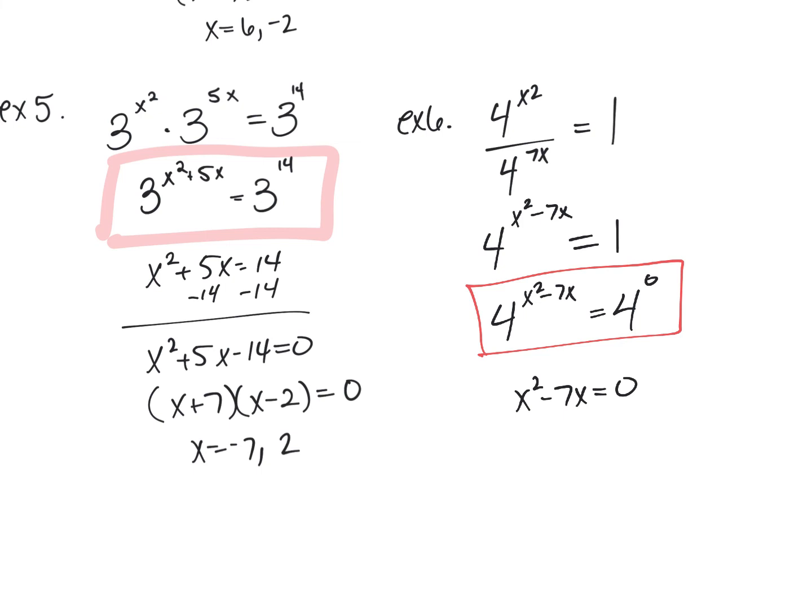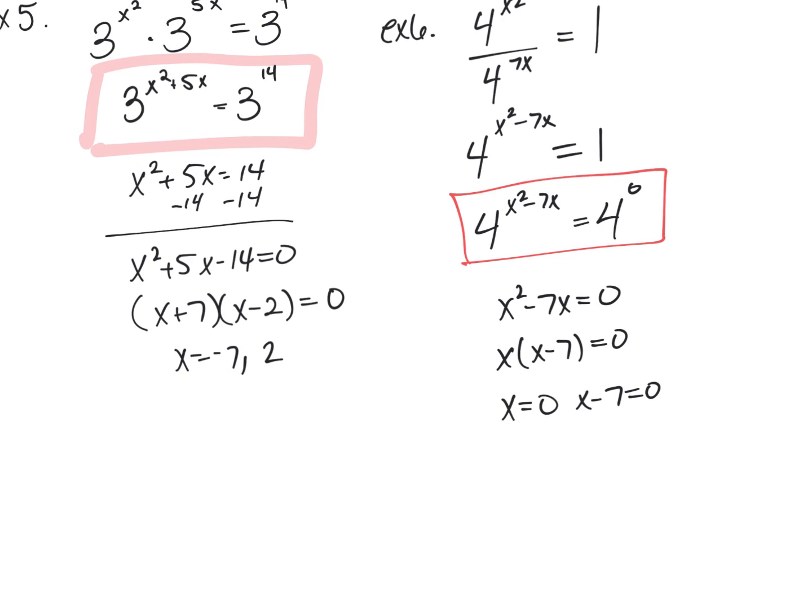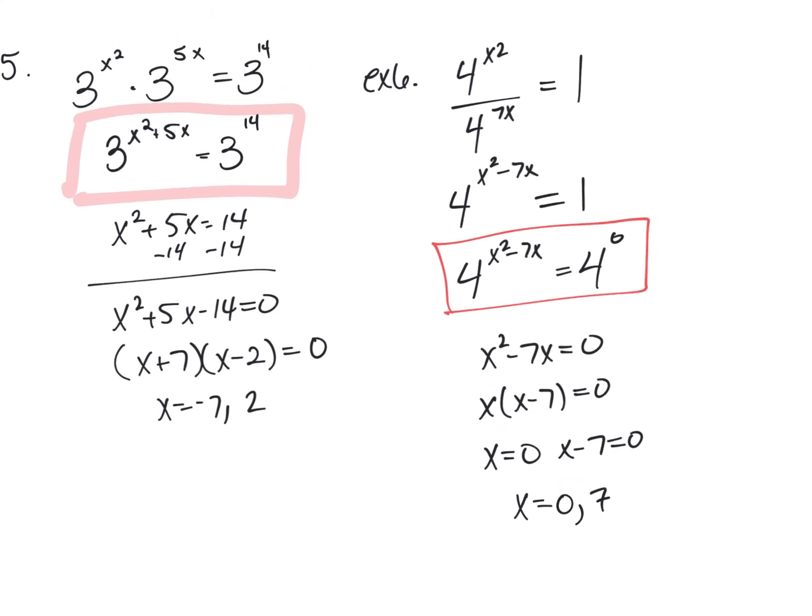Oh, right. How do I factor that? Yes, I just factor out my x. So x times x minus 7 equals 0. It's a common one we struggle to factor. And x is equal to 0, x minus 7 equals 0. Remember, that's what we're doing to get our answers. So x is 0 and positive 7. Okay.